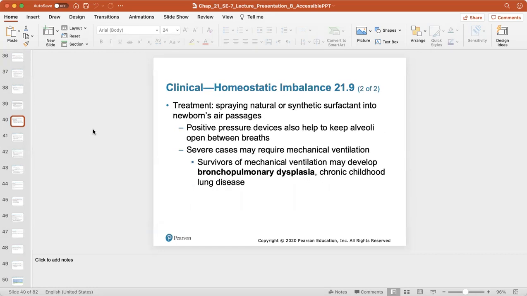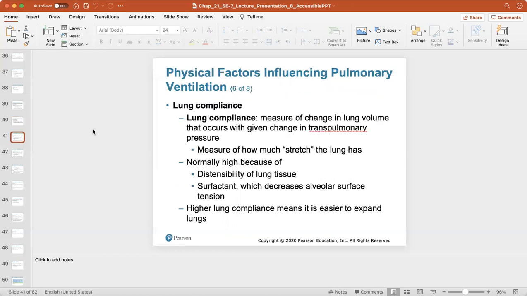So the treatment is to spray natural or synthetic surfactant into newborns' air passages. Positive pressure devices also help to keep alveoli open between breaths, and severe cases may require mechanical ventilation. Survivors of mechanical ventilation may develop what we call bronchopulmonary dysplasia, which is a chronic childhood lung disease as well.